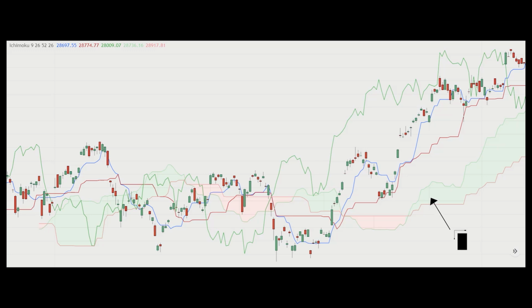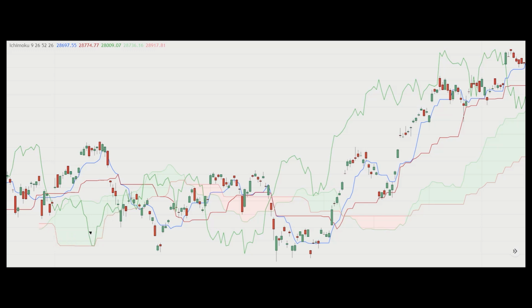First off, let's look at the cloud right here, which is formed by the two leading span A and B lines, which is the light green line and the pink line. Now if the price is above the cloud, then the price trend is up. And if the cloud is green, then you look to buy. However, if the price is below the cloud, then the price trend is down. And if the cloud is red, then you look to sell. Lastly, if the price is in the Ichimoku cloud, then this means that there is no trend.